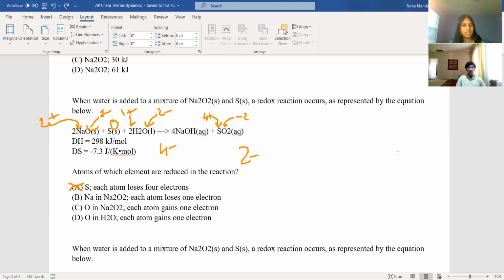Wait, this formula doesn't even make sense. There's 2 NaO on the left, and then there's 4 NaOH on the right. Oh, maybe it's not balanced? But why would they give us an unbalanced reaction with coefficients? That's really weird.